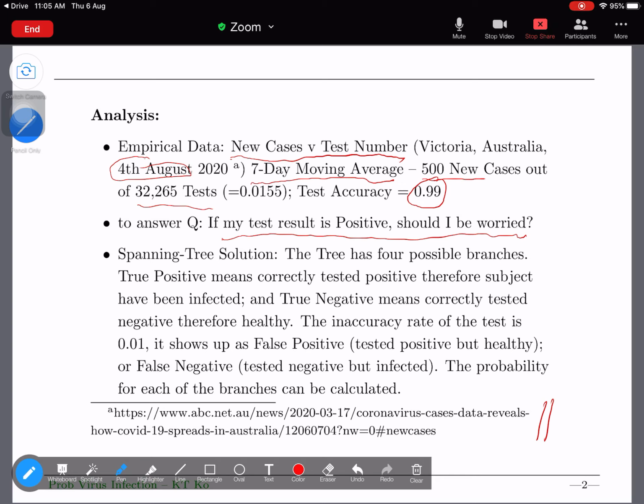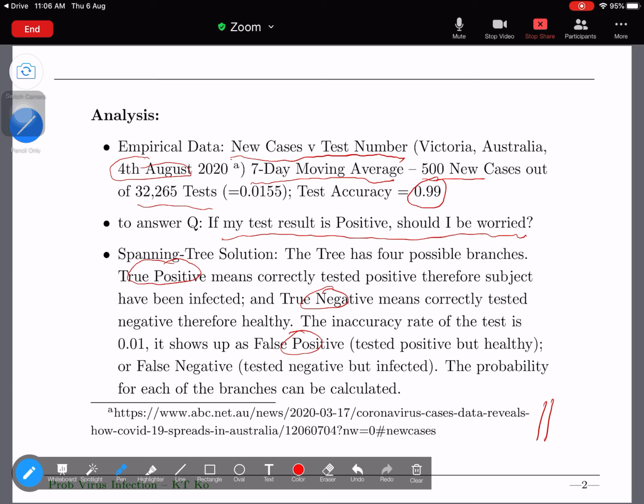One is the true positive. That means you have been infected, unfortunately, and you test positive. The other is the true negative. You are healthy, and the result comes back telling you you are negative. So both of them are good. Now, because the accuracy is not 100%, the inaccuracy turns out to be about 1%, so 1 minus 0.99, which is 0.01. This shows up as a false positive. What is a false positive?